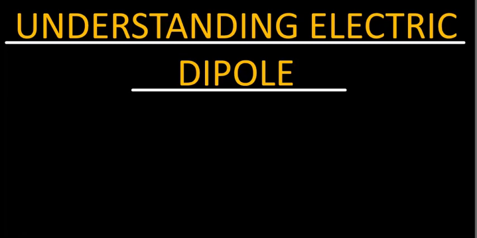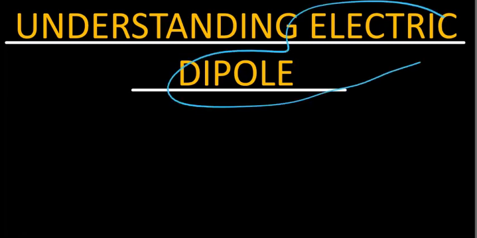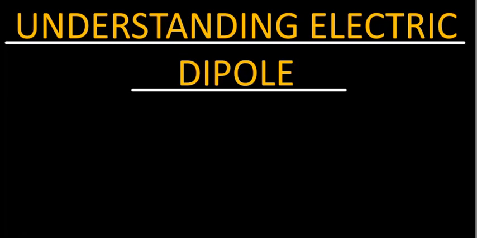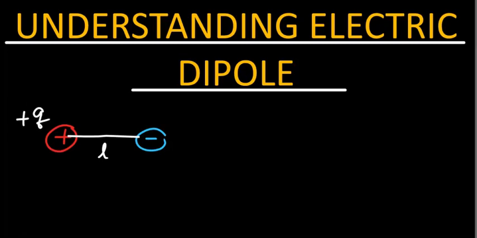In today's video, we will talk about electric dipole. An electric dipole is a pair of point charges of equal magnitude and opposite in sign, and they are separated by a very small distance. So this is a plus Q, this is a minus Q. So this is an electric dipole.